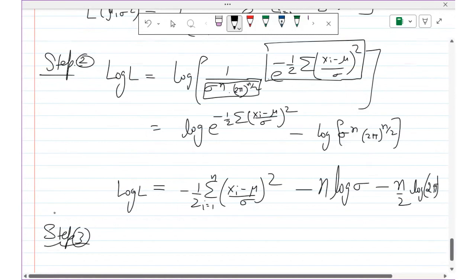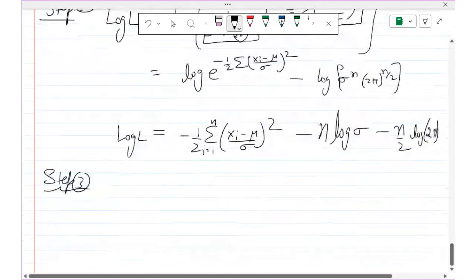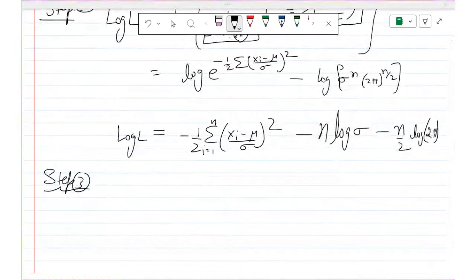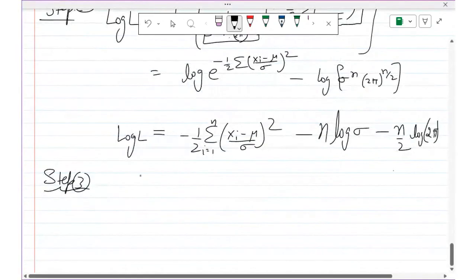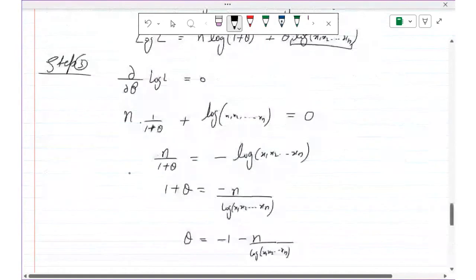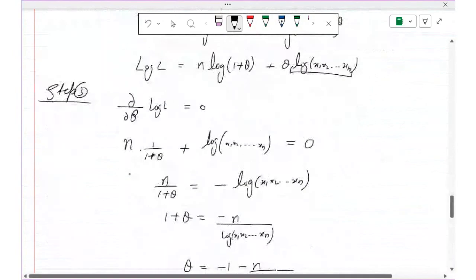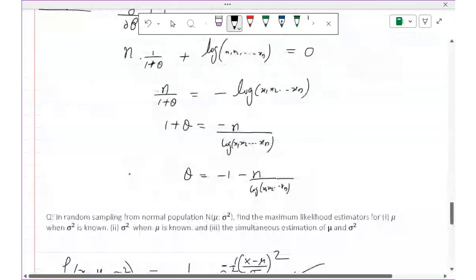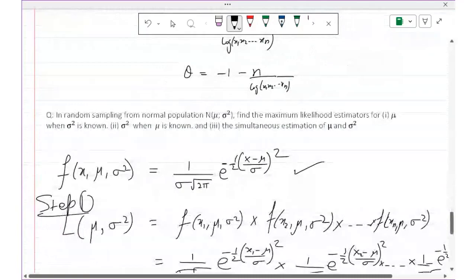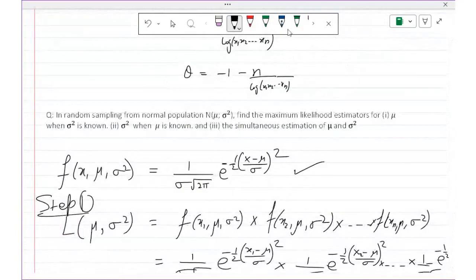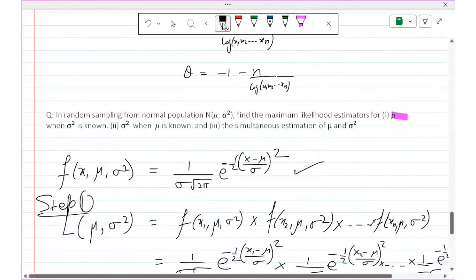Step 3 is we will do the derivative with respect to... Now in step 3, the question is whether you are finding the maximum likelihood of sigma square, or the maximum likelihood of mu. In the first part we are finding the maximum likelihood of mu, so we will do the derivative with respect to mu, because I want to find the maximum likelihood estimator for mu in the first part.